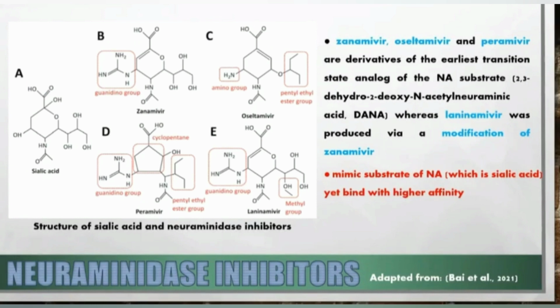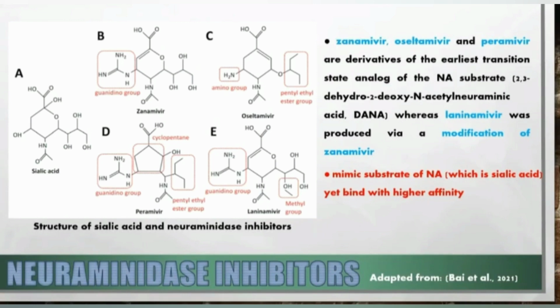Zanamivir, oseltamivir, and peramivir are derivatives of the earliest transition state analog of the neuraminidase substrate, 2,3-dehydro-2-deoxy-N-acetyl-neuraminic acid, DANA, whereas laninamivir was produced by a modification of zanamivir. All of them mimic the substrate of neuraminidase, which is sialic acid, and they can bind to neuraminidase with higher affinity as compared to sialic acid.